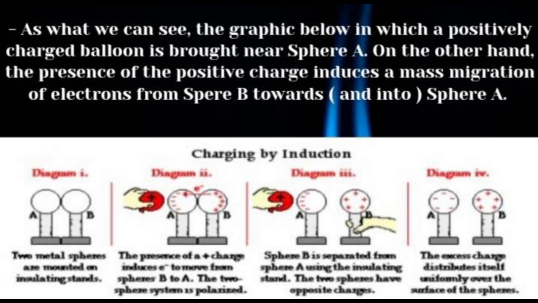So now let's move forward to the fourth diagram. We can see here in the fourth diagram that the positively charged balloon has been removed. So what will happen if the positively charged balloon is no longer there? The electrons redistribute themselves about sphere A until the excess negative charge is evenly distributed across the surface. In the end, sphere A becomes charged negatively and sphere B becomes charged positively.